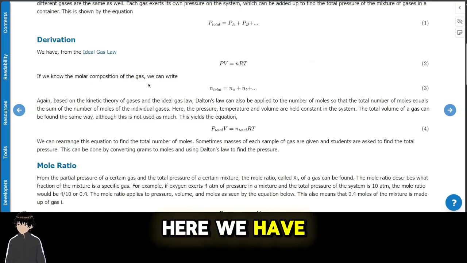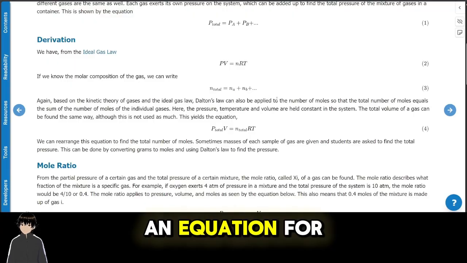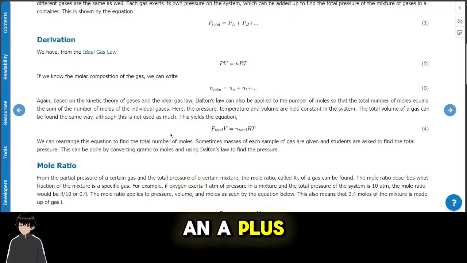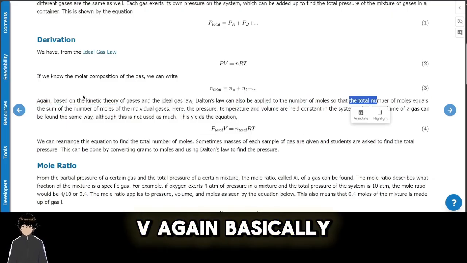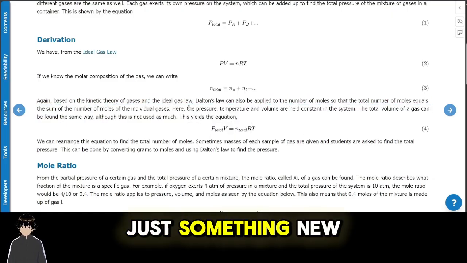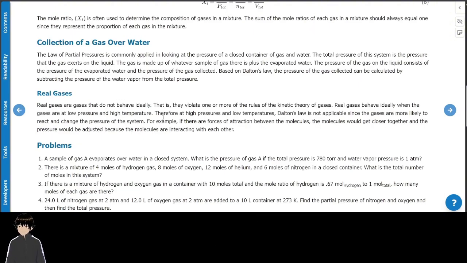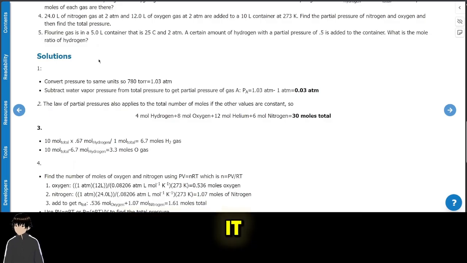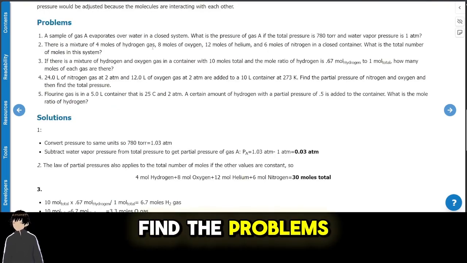So from the ideal gas law, the composition of the gas, we can write N total, Na plus Nb. So P total V, that equals the sum of the pressure functions. Yeah, so that's basically it. Just trying to find the problems, okay?